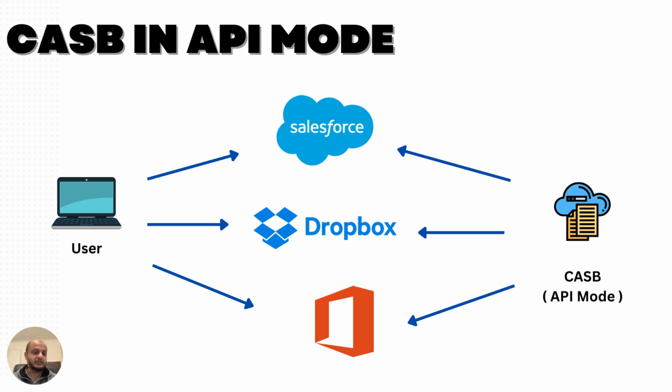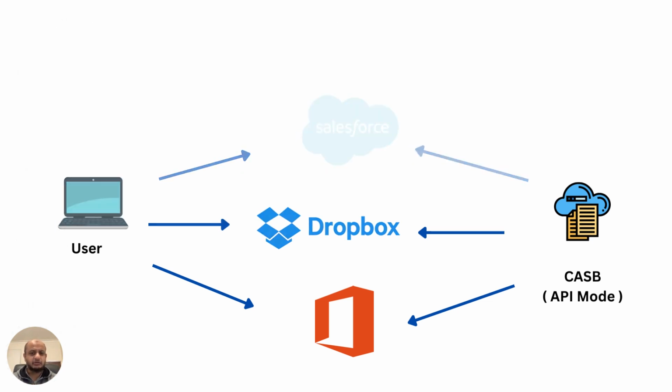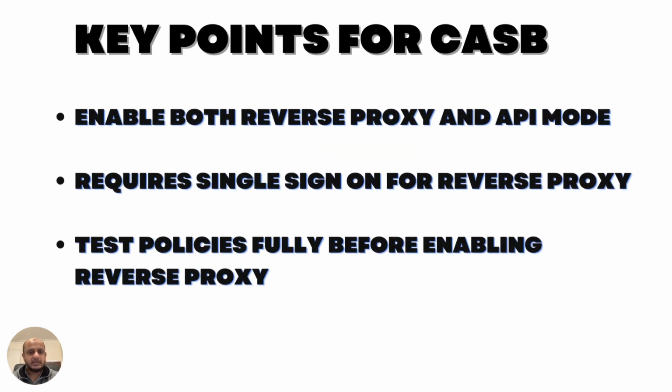So this is the one usually which customers start with. It does not have real-time capabilities, but it is ideal for discovering data and getting alerts and generally getting used to the concept of a CASB. So what are the key points for CASB?